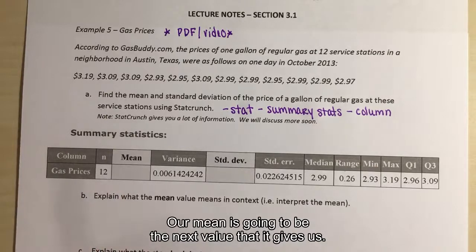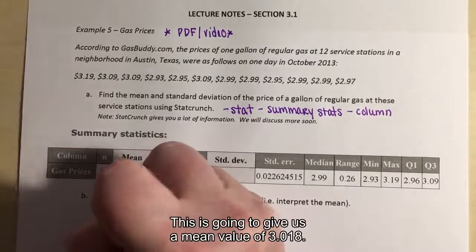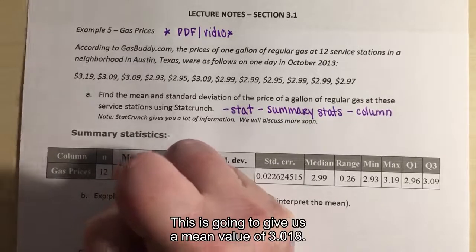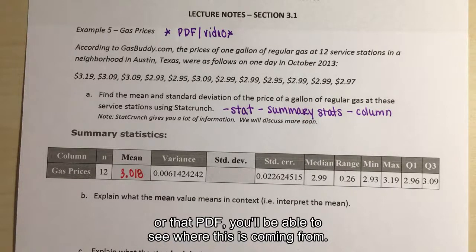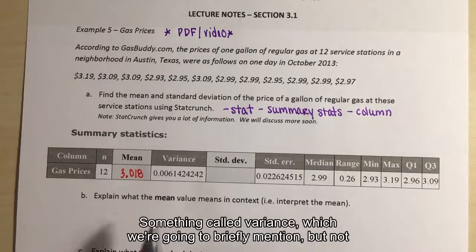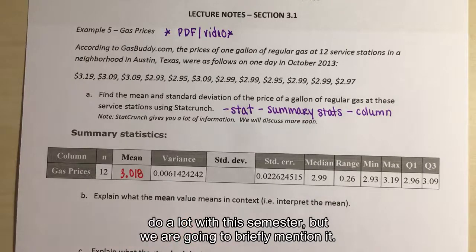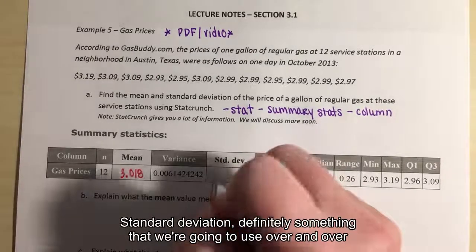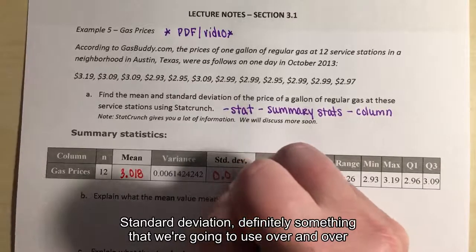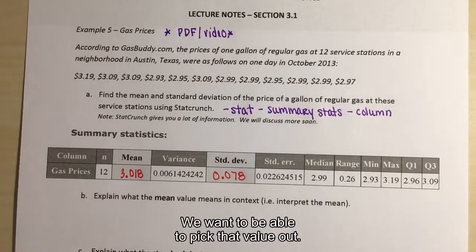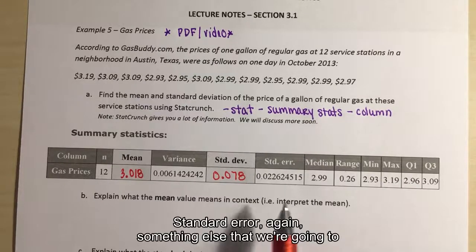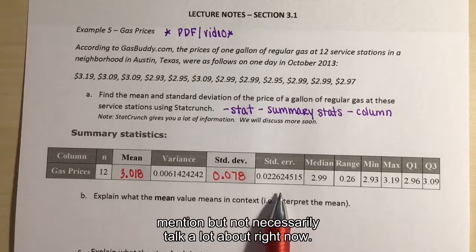Our mean is going to be the next value that it gives us. This is going to give us a mean value of 3.018. Again, if you take a look at that other video showing the StatCrunch steps online, or that PDF, you'll be able to see where this is coming from. Something called variance, which we're going to briefly mention, but not do a lot with this semester. Standard deviation, definitely something that we're going to use over and over and over again in this section and the next. So we want to be able to pick that value out. Standard error, again, something else that we're going to mention, but not necessarily talk a lot about right now.